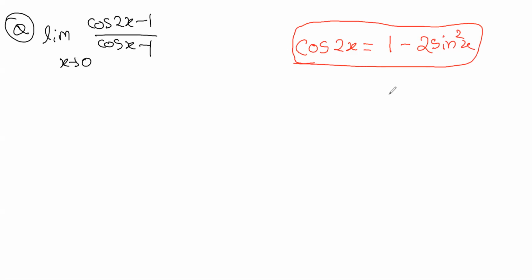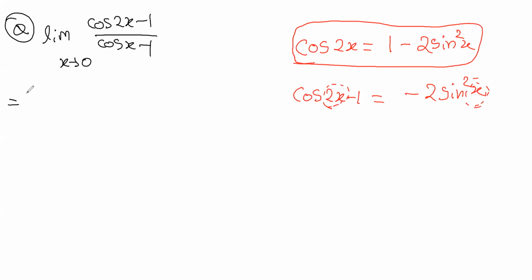Means how can you write cos 2x minus 1 as 1 minus 2 sine square x minus 1? Now we need cos 2x minus 1, right? So cos 2x minus 1 comes as minus 2 sine square x. Here it is 2x, then you will get x. Now substitute this. Minus minus gets cancelled.